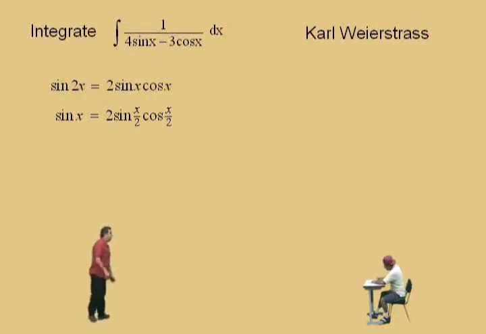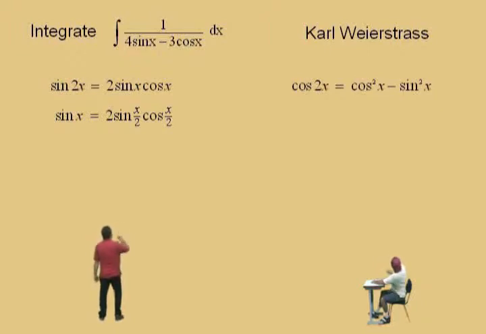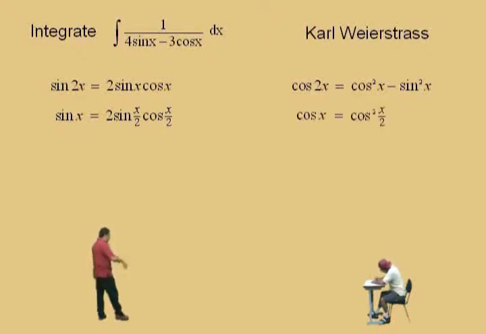Now, let's use the double angle for cosine. Cosine of 2x, we'll use this form, cosine squared subtract sine squared x, right? Okay, Charlie, if we do the same thing that we did with the sine, cosine x is equal to what, Charlie? That's right, cosine squared of x over 2 subtract sine squared of x over 2.